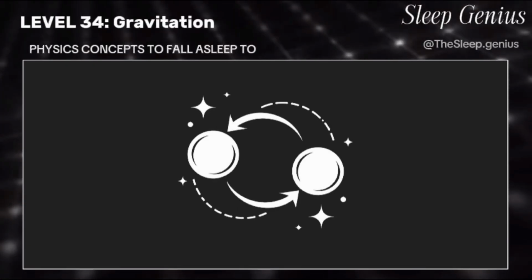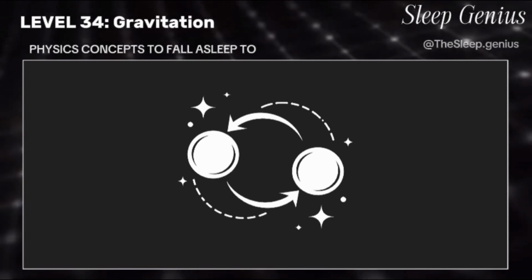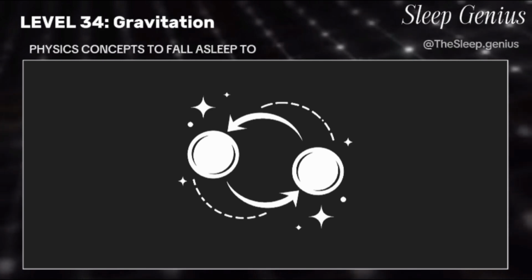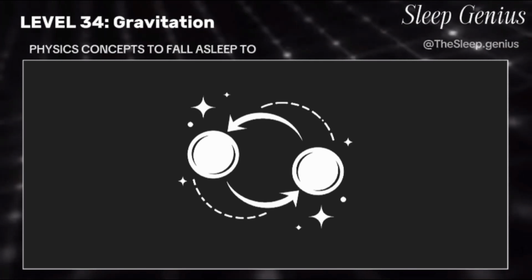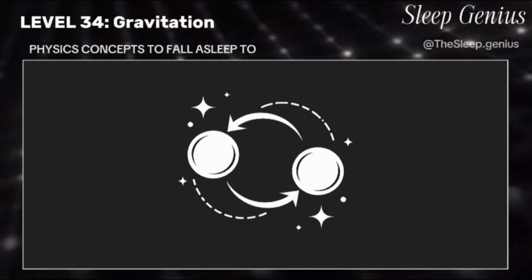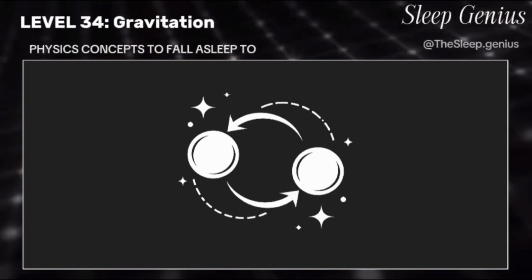Gravitation is the natural force by which all objects with mass attract each other. It is the invisible thread that holds planets, stars, and galaxies together. At its essence, gravitation explains why objects fall toward the Earth and why the planets orbit the Sun. It is a universal interaction that operates across the cosmos.